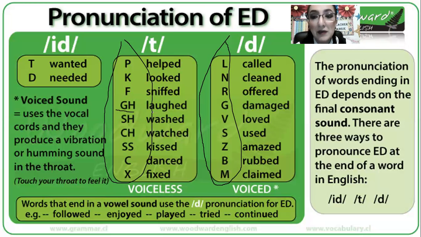Now we are going to be having a third sound. When you have a verb that ends with t or d, what a coincidence, you are going to be using the sound id. For example, wanted, needed. That is going to be the clues that you are going to be following in order to know the pronunciation of the verbs in past.